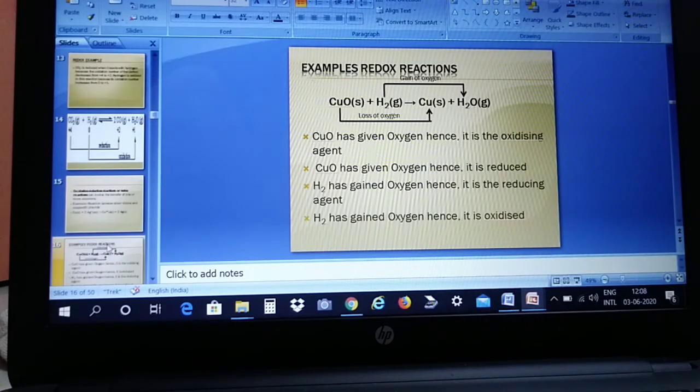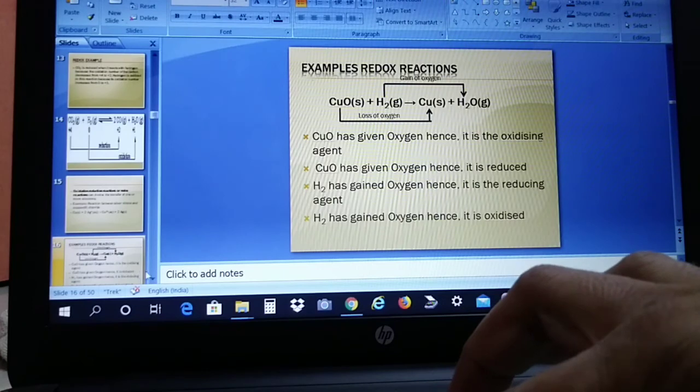Next we will see examples of redox reaction. Again you can see here copper oxide plus H2 gives you copper plus H2O. Here copper oxide has given oxygen, hence it is the oxidizing agent. Copper oxide has given oxygen, hence it is reduced. So oxidizing agents themselves get reduced. Please note this down very carefully. Hydrogen has gained oxygen, hence it is the reducing agent. Hydrogen has gained oxygen, hence it is oxidized. So you have to understand these terms and relate them when you are defining them.